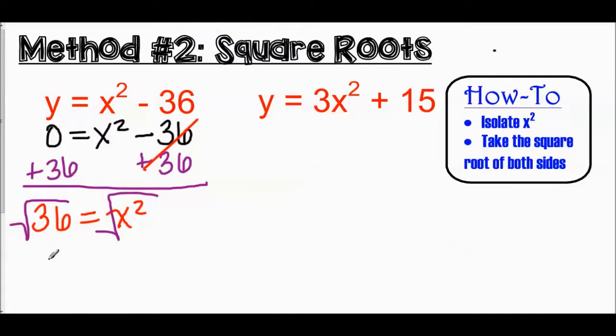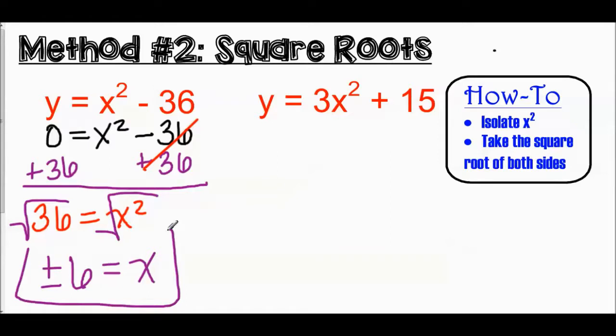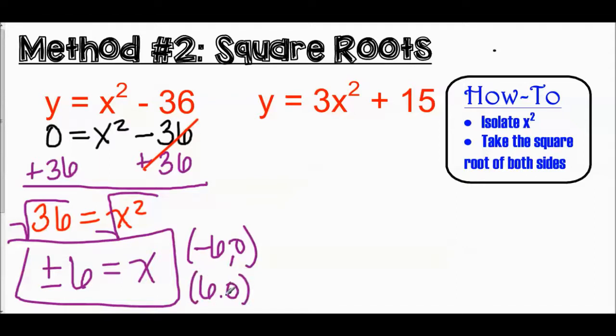The square root of 36 is either plus or minus 6, because I could do negative 6 times negative 6 to get positive 36. And as you saw on that last graph that we did, the solutions were positive or negative 2. Same thing could happen here. And the square root of x squared is x. So there are your solutions. And if you write those as coordinates, that would be (-6, 0) and (6, 0).